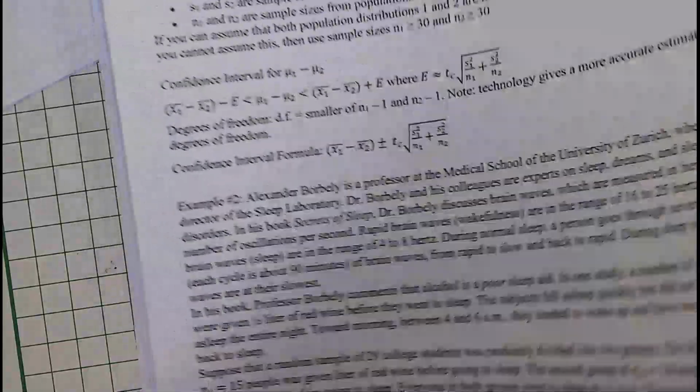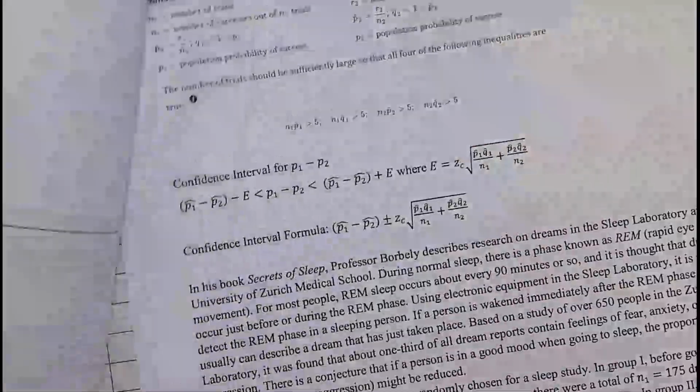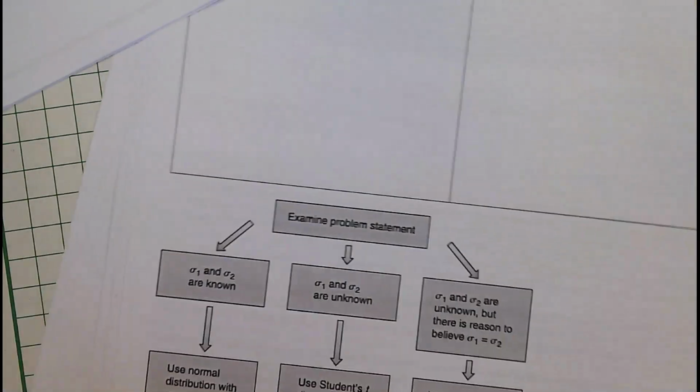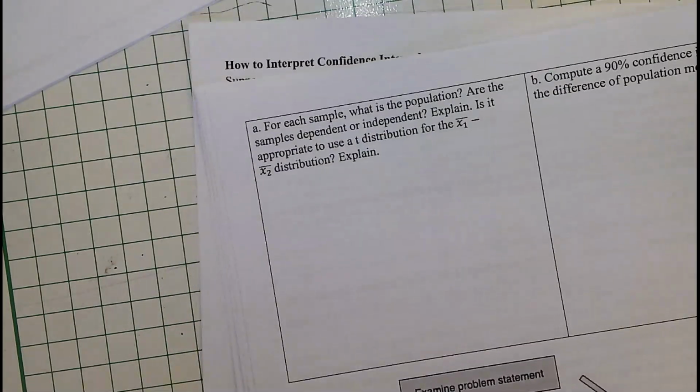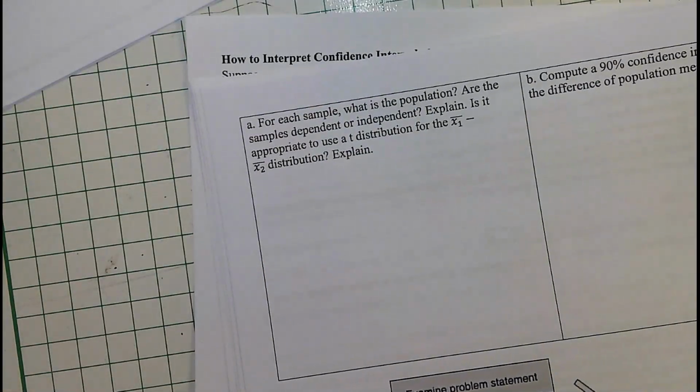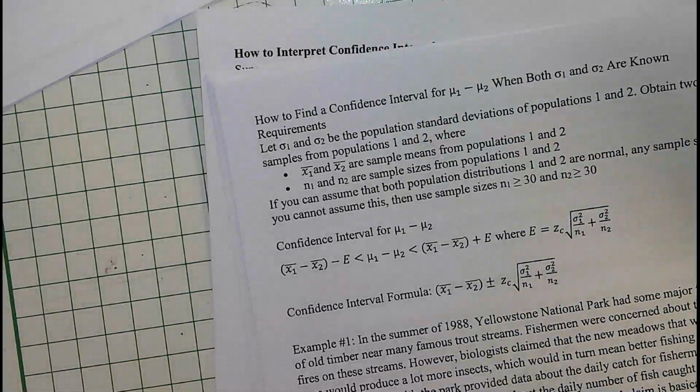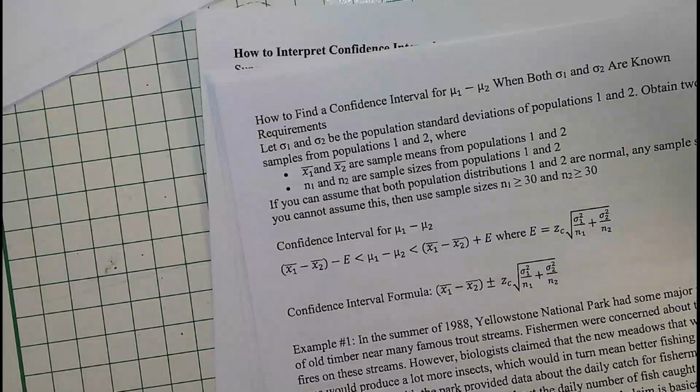So the first thing they're going to ask you here is, what is the population? Are the samples dependent? Okay, and so we'll check that. So the population, I guess we would say, is college students. It looks like the sample represents college students here. We're talking about the sleeping habits of college students.